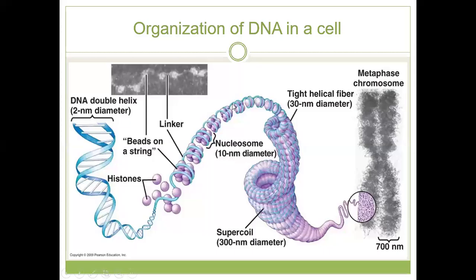The structure of the nucleosome is also further coiled together. When it is coiled, it forms a tight helical fiber of about 30 nanometer in diameter. This is also further coiled to form what we call a chromatin fiber. This chromatin fiber is about 300 nanometer in diameter.